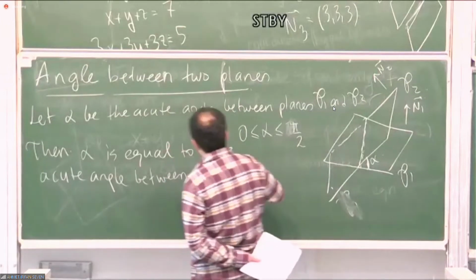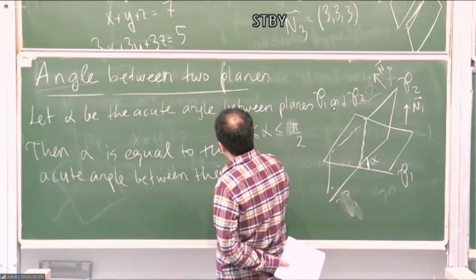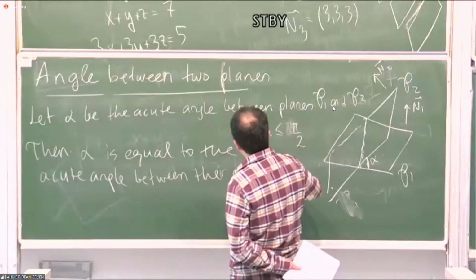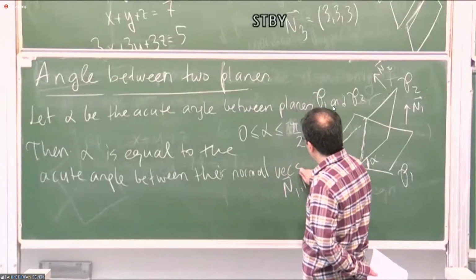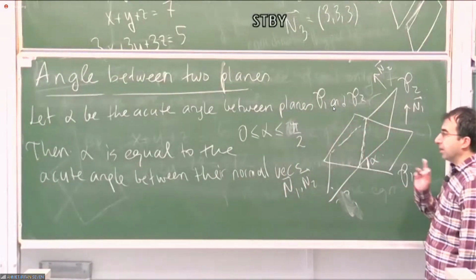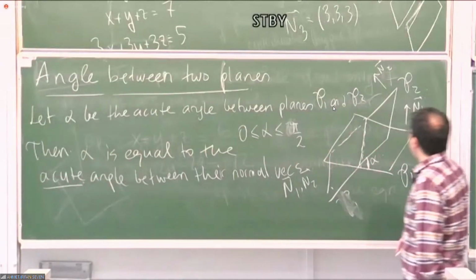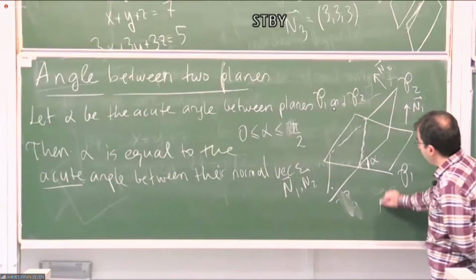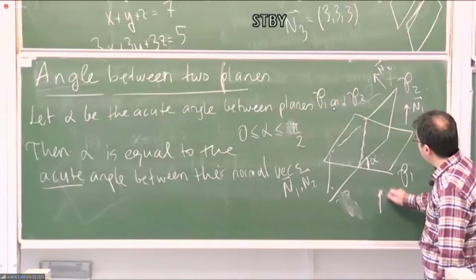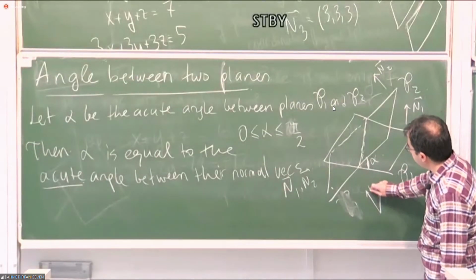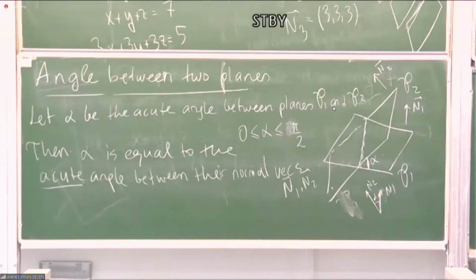The angle between their normal vectors. Let's say n1 and n2. Yes, but I'm saying acute angle. In this picture, for example, n1 and n2 are like that. So n1 is like that, n2 is like that, and this angle between them will also be the same as alpha.